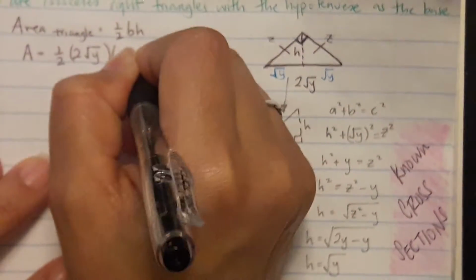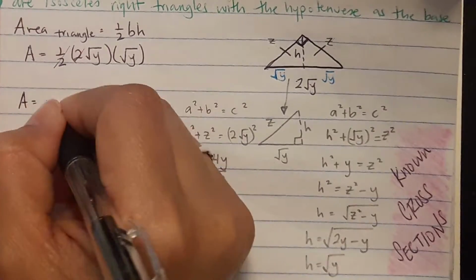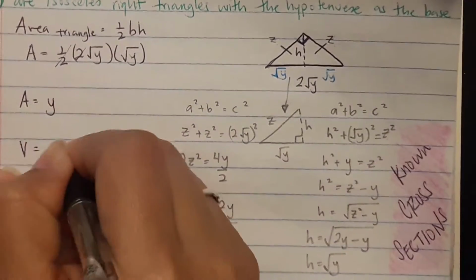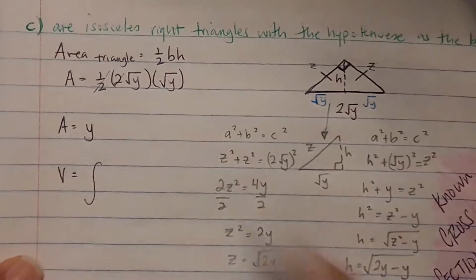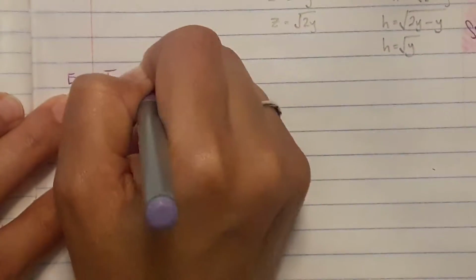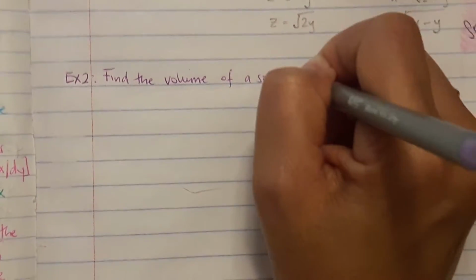So that's my height. So half base times height, that's my height. So those 2's cancel, and then radical y times radical y is just y. So the area of this triangle is just y. So now we take the volume. Again, it's still the same thing going from 0 to 4. Because I didn't change the question, I just changed the cross-section of the area. And that's it. Alright, let me change the entire question just to make sure we're okay.